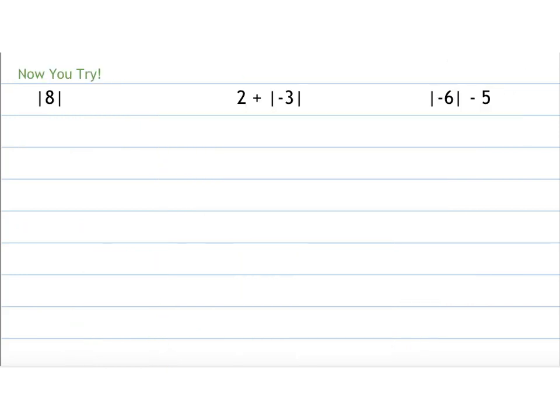Okay, so try these 3 on your own. Pause, try them, come back and check. So the absolute value of 8, if we were on a number line, here is 0, here is 8. The absolute value, it is 8 spaces away from 0, so the absolute value is 8.